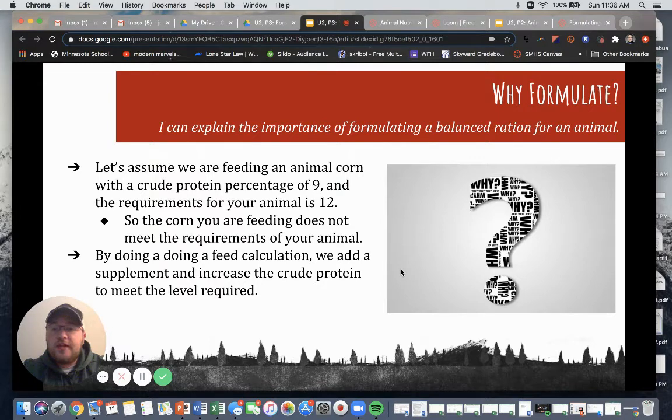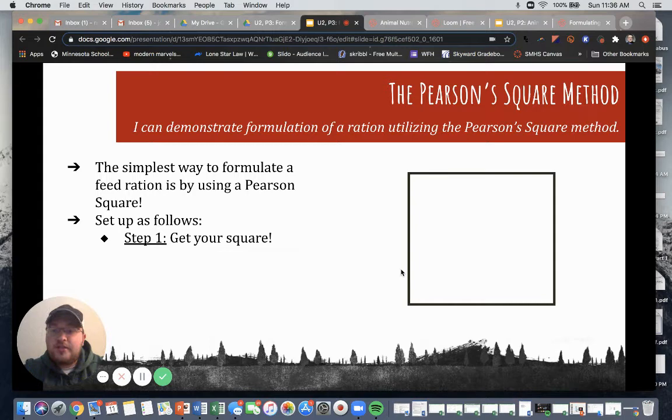So let's assume we are feeding an animal corn with a crude protein percentage of 9, and the requirement for your animal is 12. So the corn you're feeding your animal does not meet the requirements of your animal. By doing a feed calculation, we can add a supplement and increase the crude protein to meet the level required. Because if we need 12 and we're only feeding 9, we're not meeting that goal. So we have to find a different way to get that animal the rest of their requirement. The simplest way to do this is through using something known as a Pearson square.